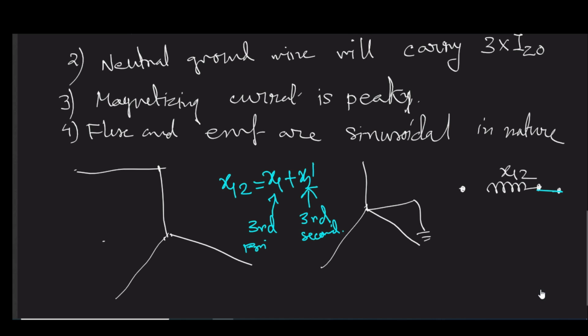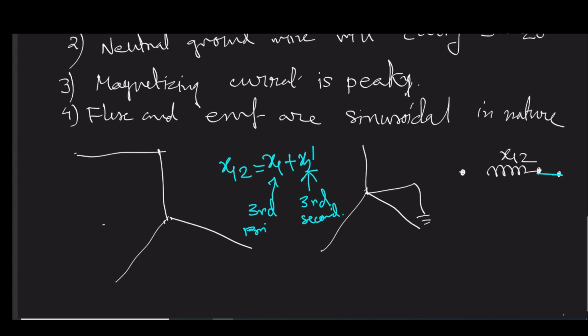Now obviously one question may come to your mind: if there is no such third harmonic voltage, then how is the third harmonic current flowing? Obviously there must be a third harmonic voltage, and if you take the ratio of third harmonic voltage and third harmonic current, you will get the corresponding third harmonic impedance. I know this sounds a bit confusing, but when I start solving numerical problems, you will understand it.